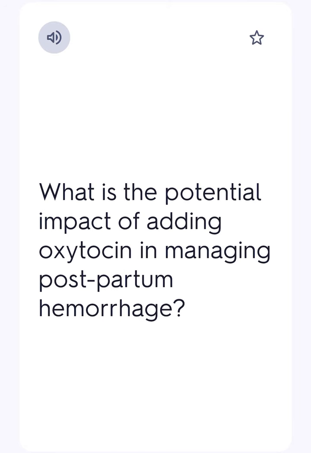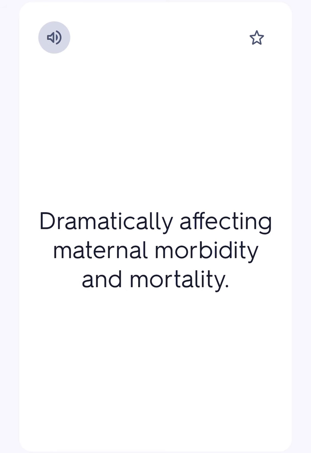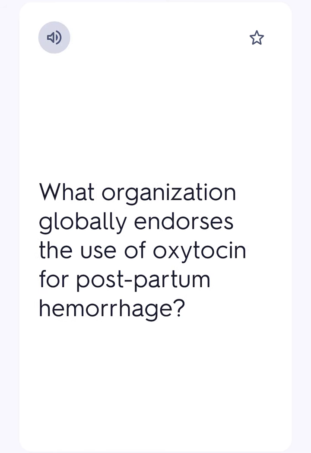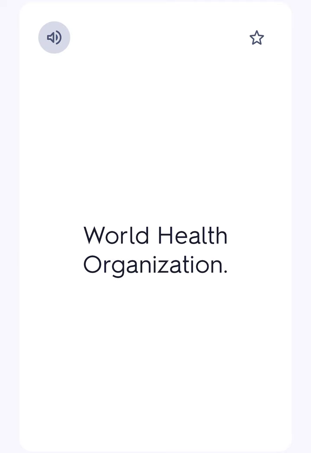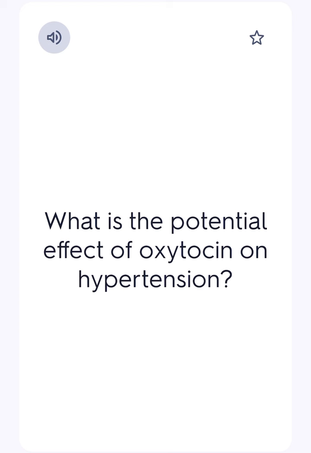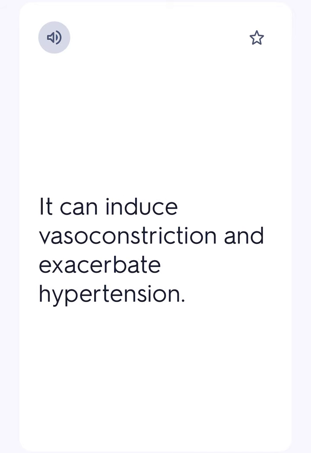What is the potential impact of adding oxytocin in managing postpartum hemorrhage? Dramatically affecting maternal morbidity and mortality. What organization globally endorses the use of oxytocin for postpartum hemorrhage? World Health Organization. What is the potential effect of oxytocin on hypertension? It can induce vasoconstriction and exacerbate hypertension.